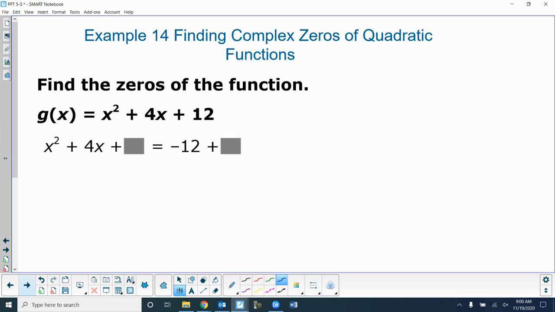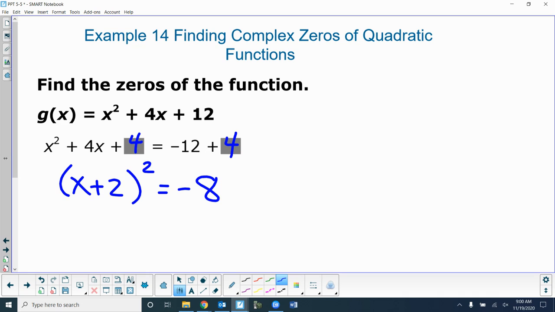Okay, looks like you guys did pretty good. Okay, what goes into the blank? 4. So what's it factor to? X plus 2. Negative 12 plus 4 is negative 8. Again, all you do is take the square root of x squared and the square root of the 4, right? Square root of the first term and the third term. Right? Some of us are missing this.